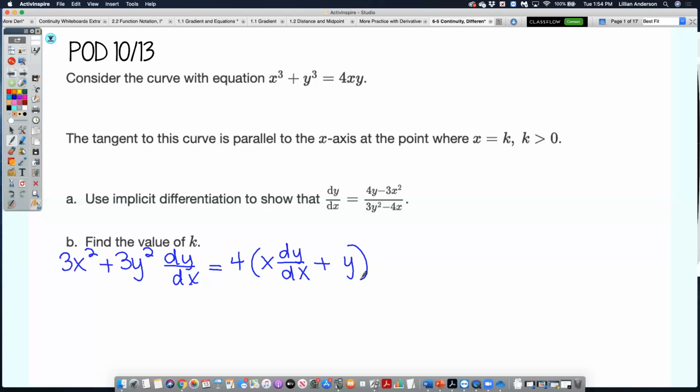So we have this. Now what we need to do from here is basically get our dy/dx's on one side, everything else on the other side, and then get it by itself. I'm going to subtract the 4x dy/dx to the left and then subtract the 3x squared to the other side.